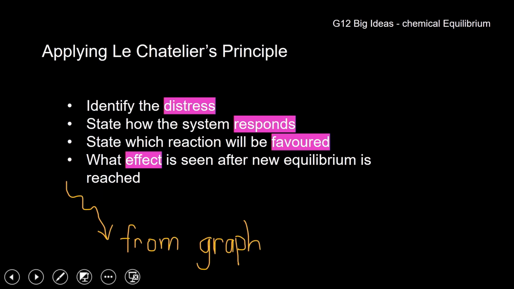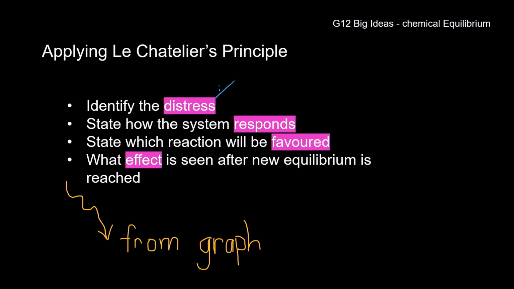So how do we apply Le Chatelier? There are 2 ways we can be asked Le Chatelier. The one is we are told what the disturbance is, and then we have to say in words how we're going to answer these questions. In words, this is what we have to do. We need to identify the distress or the stress. We need to write it in words. We need to state how the system is going to respond to that distress. We need to state which reaction is favored, and then we have to say what effect the new equilibrium is going to have.